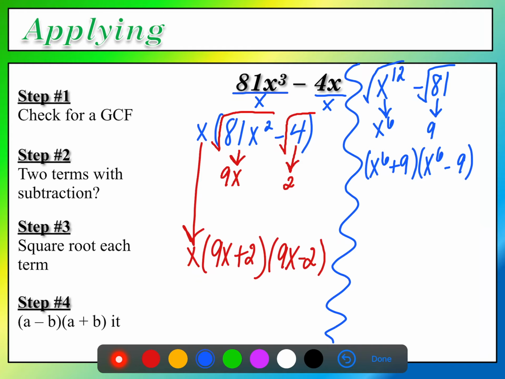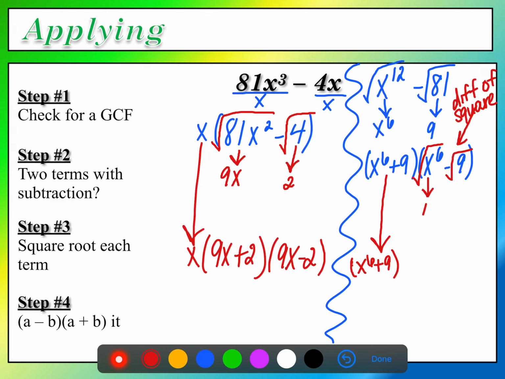Now I want you to take a look at this answer that we have, and do you notice anything? I'm hoping you see that this is another difference of squares problem. I have an even exponent and I have a perfect square number. I need to continue to factor. So I'm going to drop this down to the bottom, kind of the same way that I do with my GCF, because it's still part of the problem, but there's more work that I need to do.